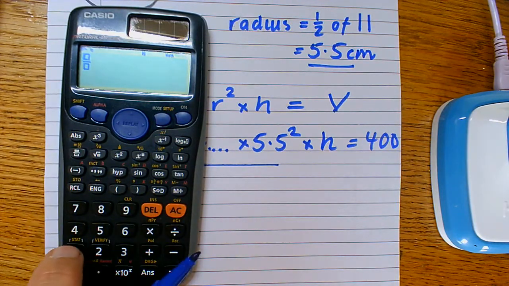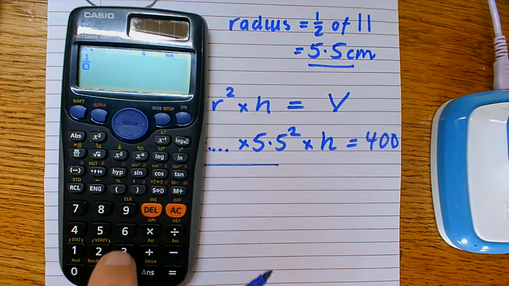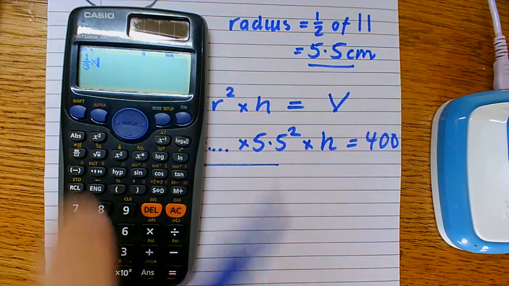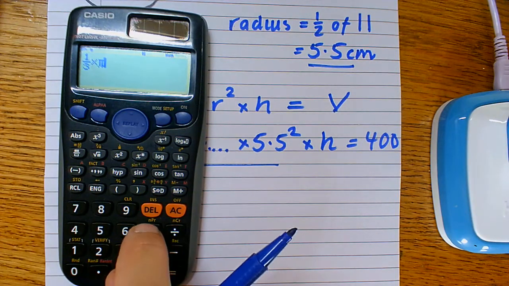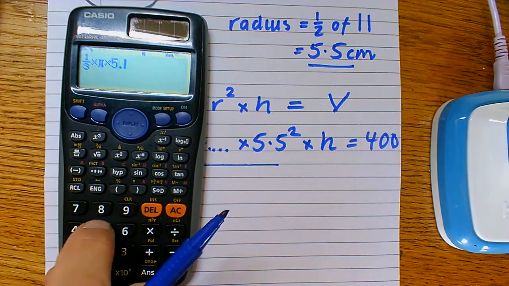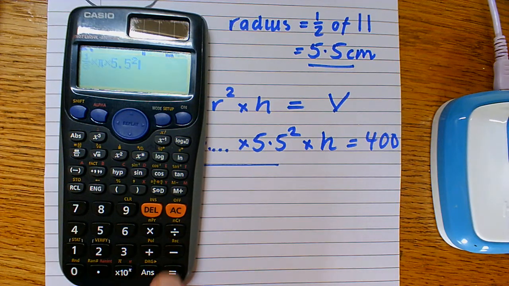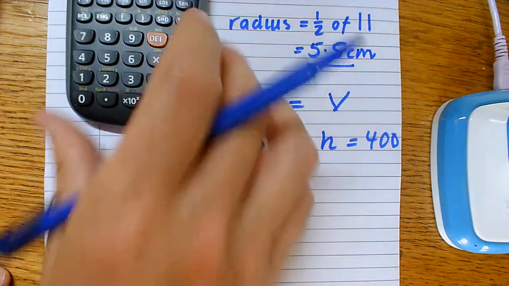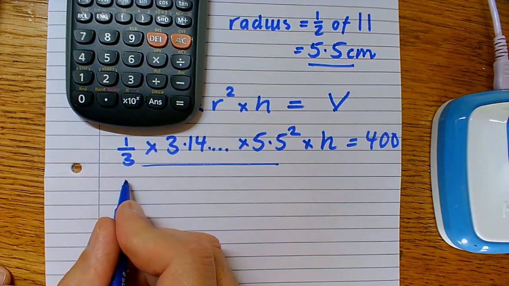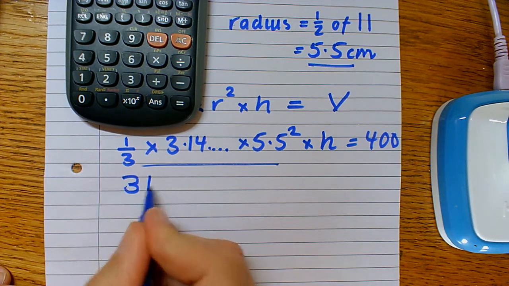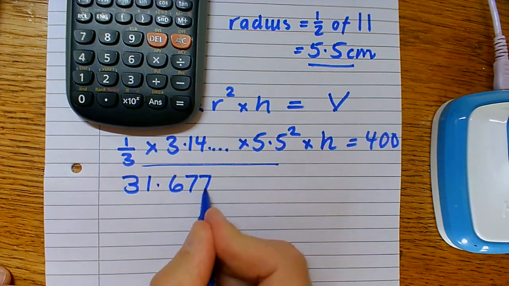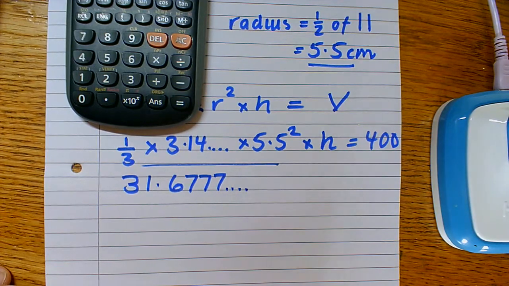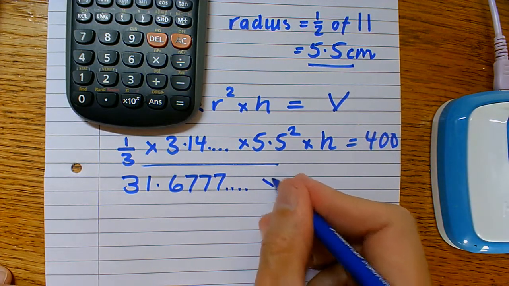Nice to have the fraction buttons on the calculator. 1/3 times pi times 5.5 squared. Multiply all these together. So that first bit of the formula comes out as 31.677, and I'm going to keep that number on the calculator because I'm going to use it later. So 31.6777, and the dots mean I'm too lazy to write the rest of that number down, and it probably goes on forever. But it's safely stored in the calculator.